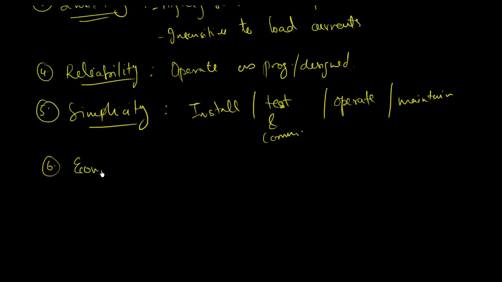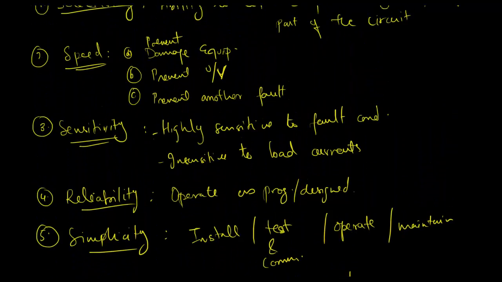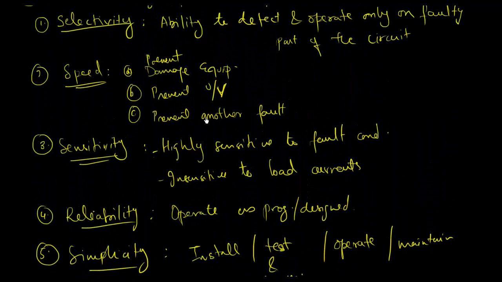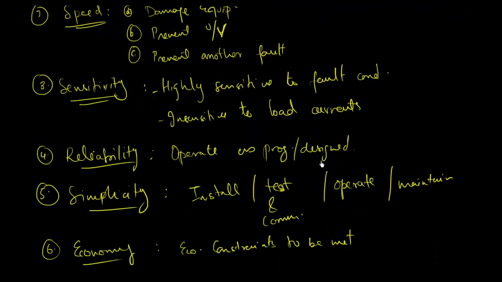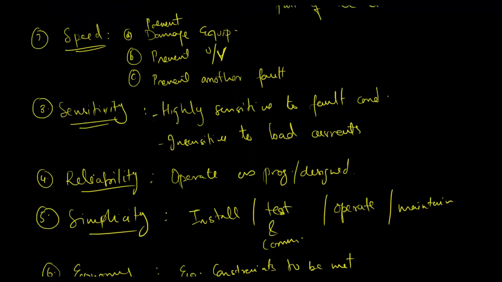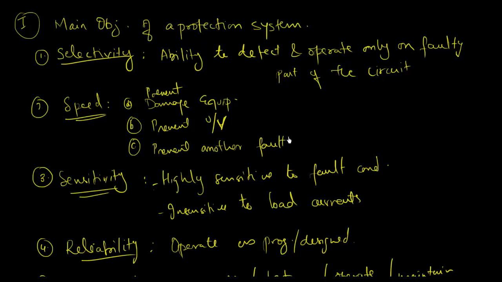And then lastly, you want it to be an economical system. So you have economic constraints to be met. For example, you can make a system maybe extremely simple, but it's not economical because you'll need X number of breakers or X number of protection devices. On the other hand, you could make it very selective and very fast, but once again, it might not be economical and also might not be simple to operate and maintain. So you have to make sure these objectives are divergent. Not all of them meet each other.